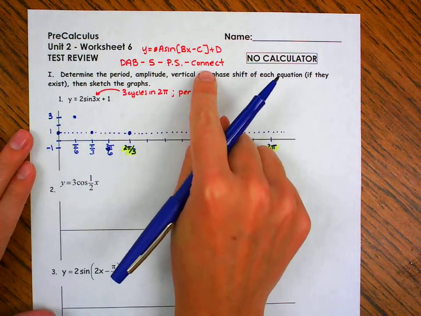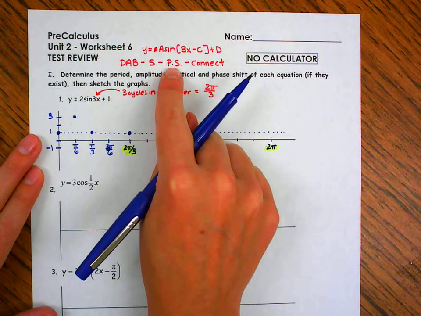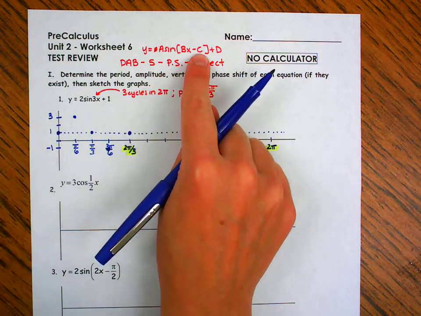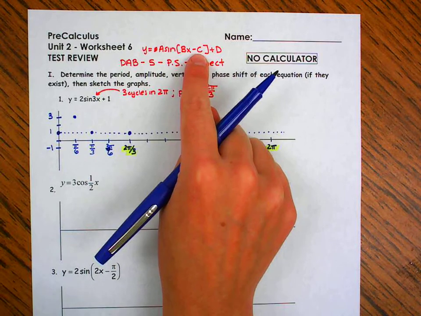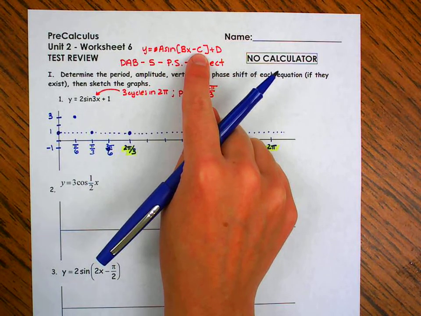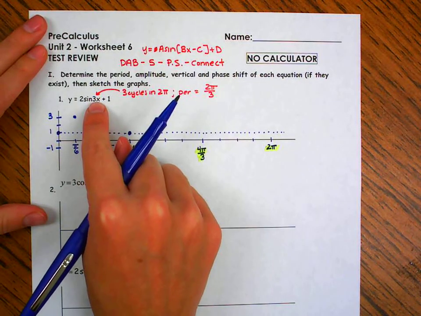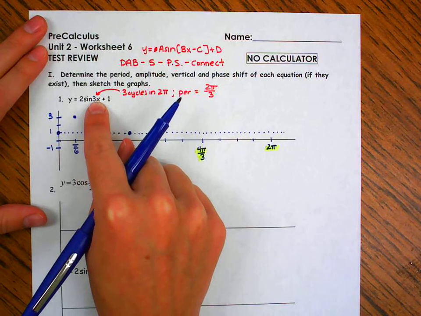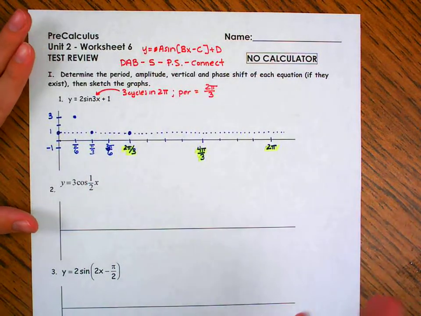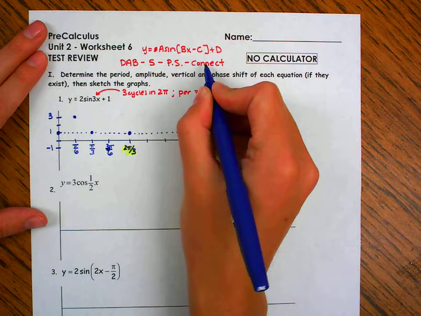I can't connect my points yet because I have to figure out if there's a phase shift. That phase shift isn't C. We have to factor out the B to get it. But I'm using this number. Well, notice there's no parentheses and there's no adding or subtracting inside those parentheses, so I don't have to worry about a phase shift, which means I can connect.